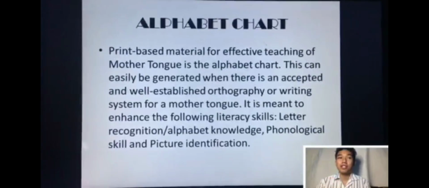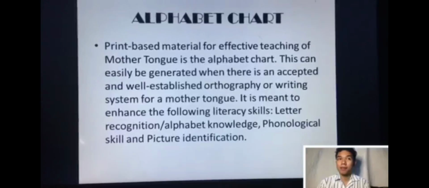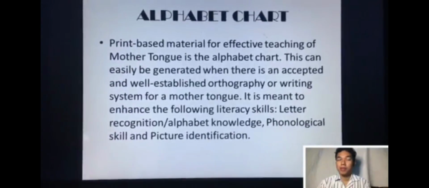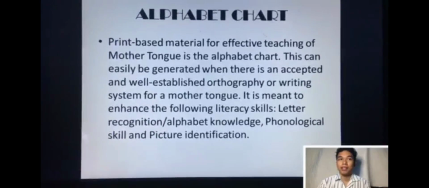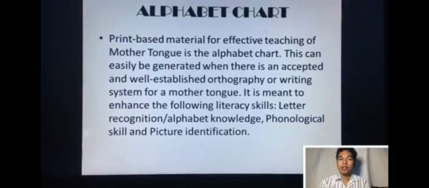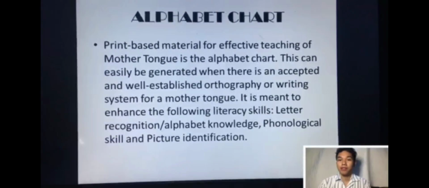So, the alphabet chart shows a big letter and small letter followed by a representative image beginning with that letter. The name of the image is printed below it. It is meant to enhance the following literacy skills: letter recognition, alphabet knowledge, letter order, phonological skill, and picture identification.